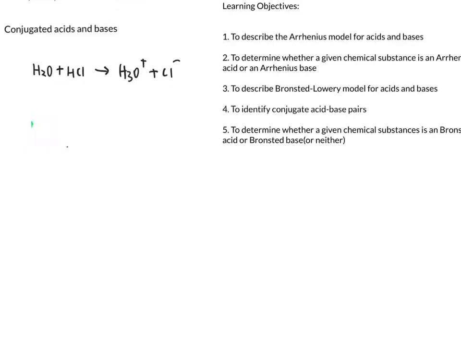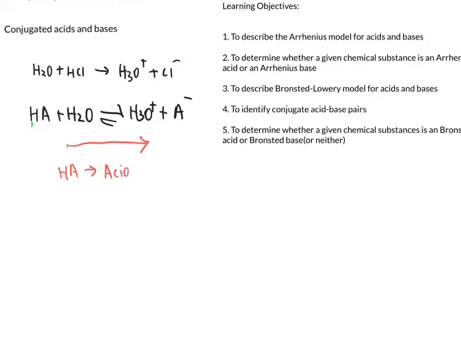Consider an acid HA and think of the reaction as being reversible. We first need to think about the forward reaction. The HA is an acid because it is donating a proton to the water. The water is a base because it is accepting a proton from the HA.